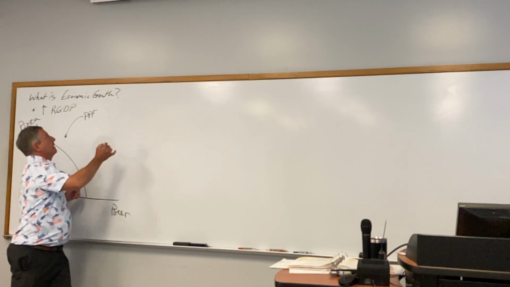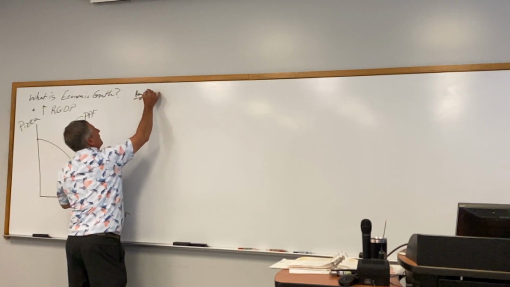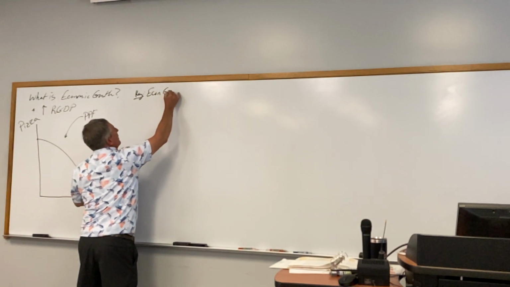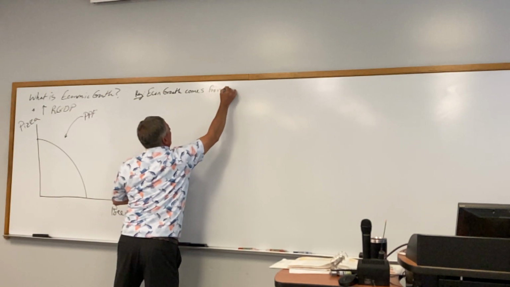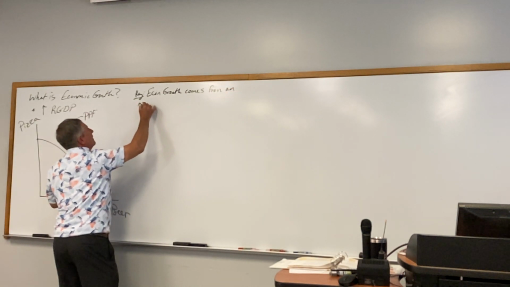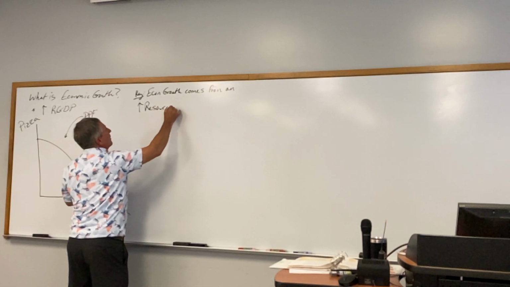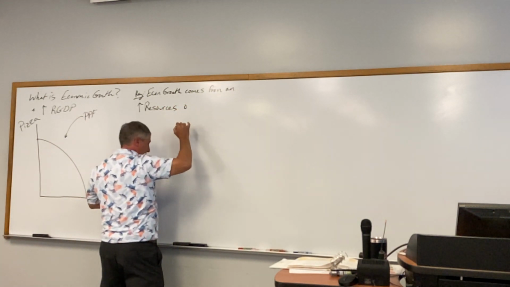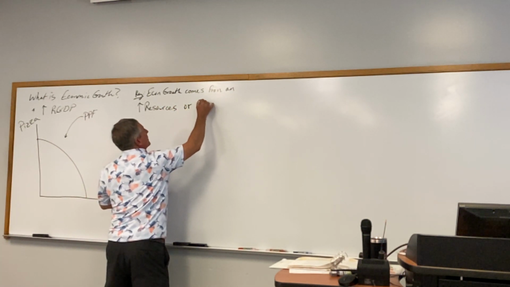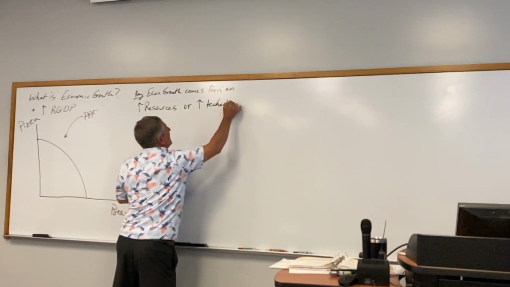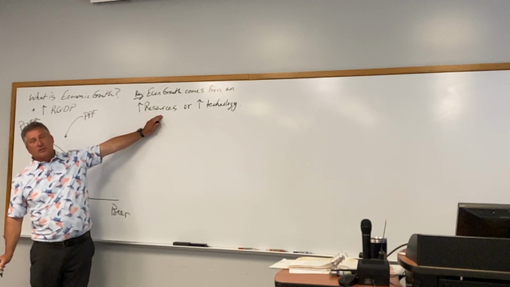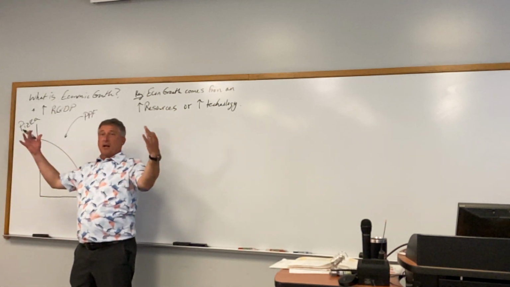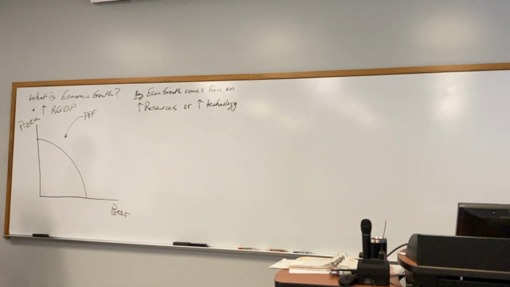So the key point here is economic growth comes from an increase in resources or an increase in technological advance. So we could hold the actual physical quantity of resources constant, but come up with a new technology that allows us to use them better, faster, quicker, like using AI.